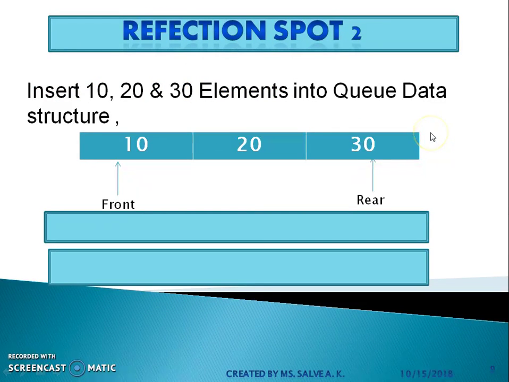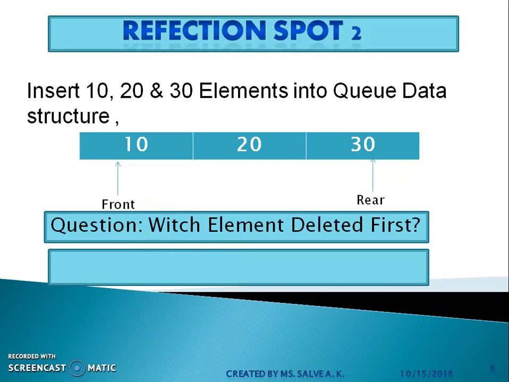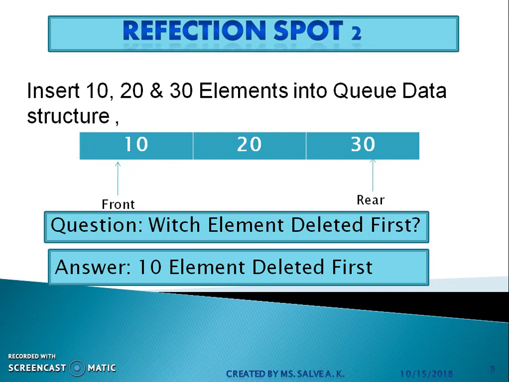Now we move to the answer of this question. Insert 10, 20, 30 elements into the queue data structure. We observe, first we insert 10, then 20 and then 30. Now my question is, which element will be deleted first? Think and give me the answer. Which element will be deleted first? Since we inserted the first element as 10, of course the 10 element will be deleted first.